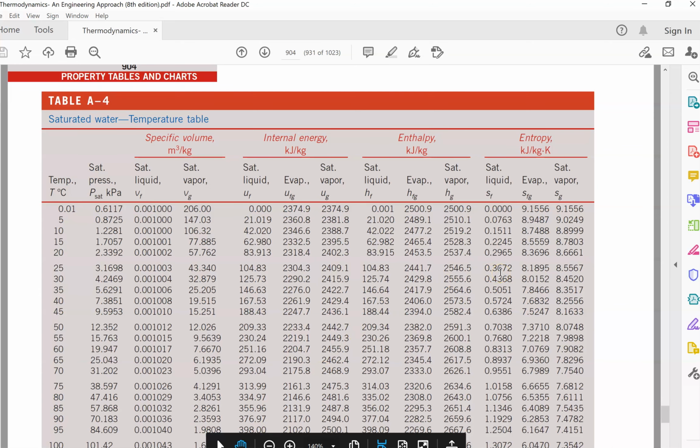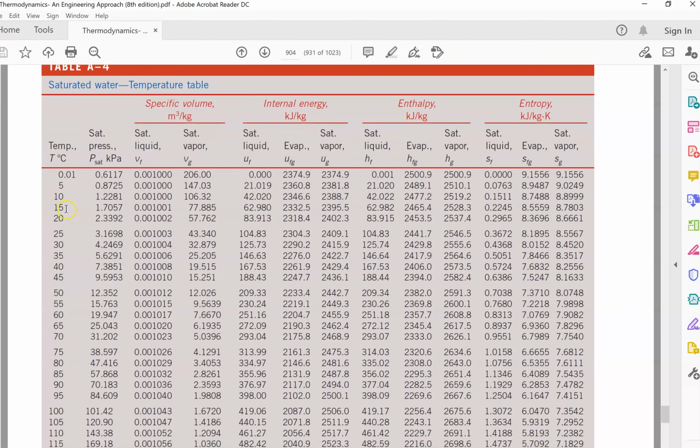Now this is what you have in your textbook, right? We're looking at Table A4. We just pick one. Temperature is kept constant. This is the corresponding pressure to the temperature. Then we have the specific volume, which is Vf, Vg. Then we have the internal energy, which is U. Enthalpy is H, and entropy, something totally new to you, is given by S.